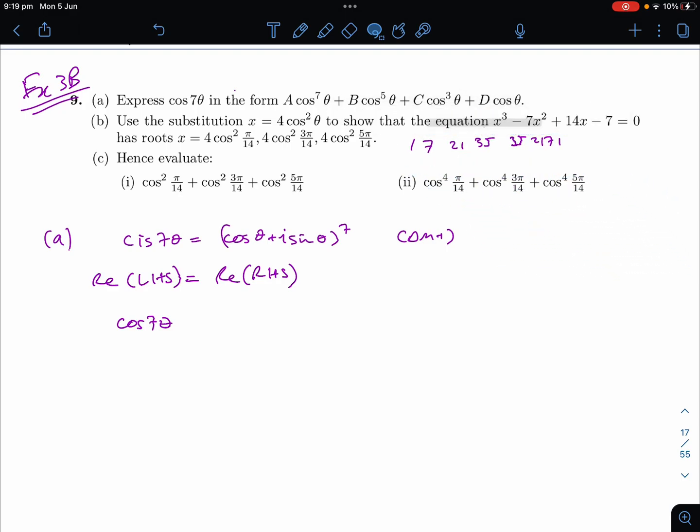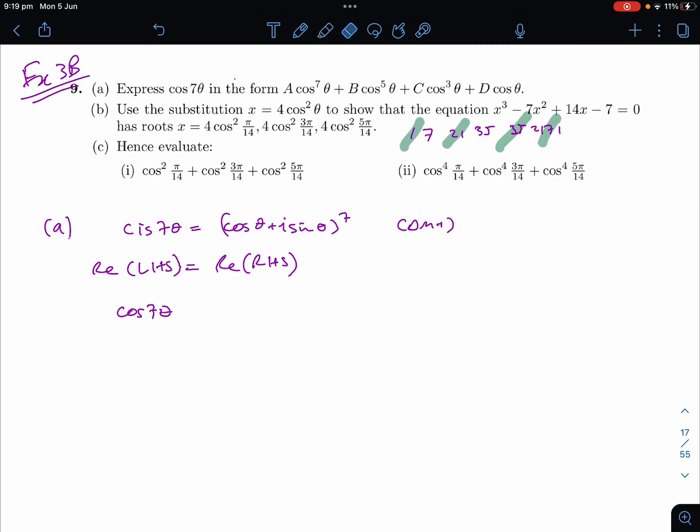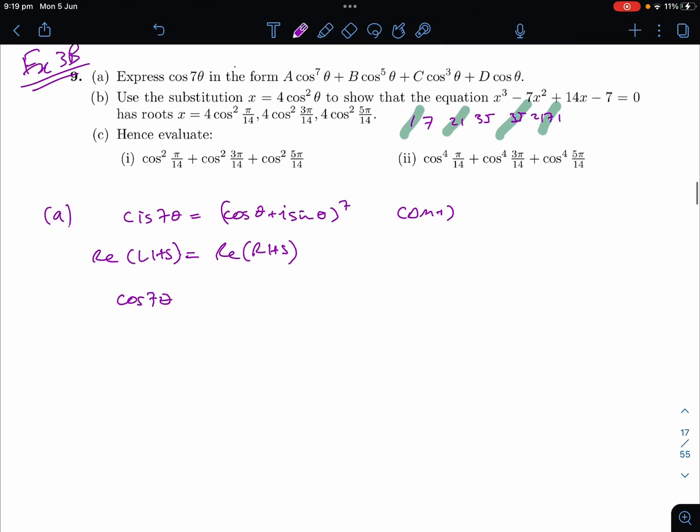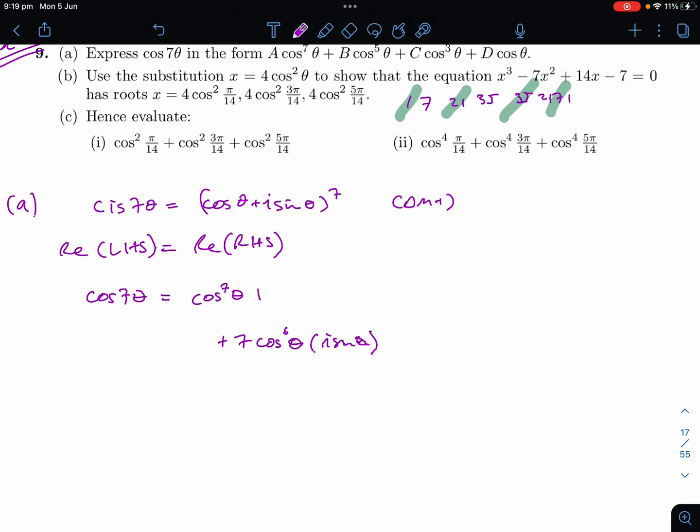But I'm hoping that you are familiar with the idea that obviously for the real parts, this is going to be cos to the 7. This is going to involve i squared, which will get you a real part. This is going to involve i to the 4th, and then the 7 again is going to involve i to the 6th. So basically it's cos to the 7th theta, and we're going to ignore plus 7 cos to the 6th theta times i sine theta, because that is obviously imaginary, because there's a single power of i.